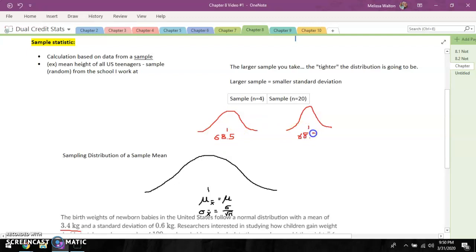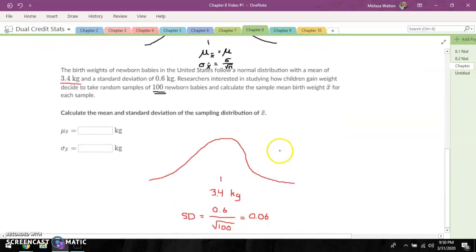And then finally, for some actual calculations, down below we looked at, hey, we're expecting it to be centered around the exact same mean that we're expecting of all babies. The only thing different with our sample is our standard deviation is going to change.